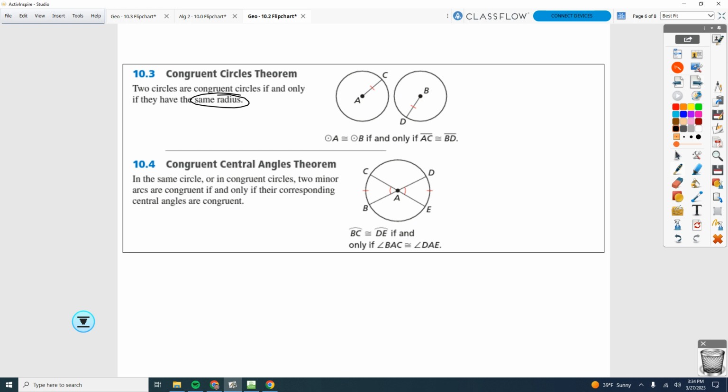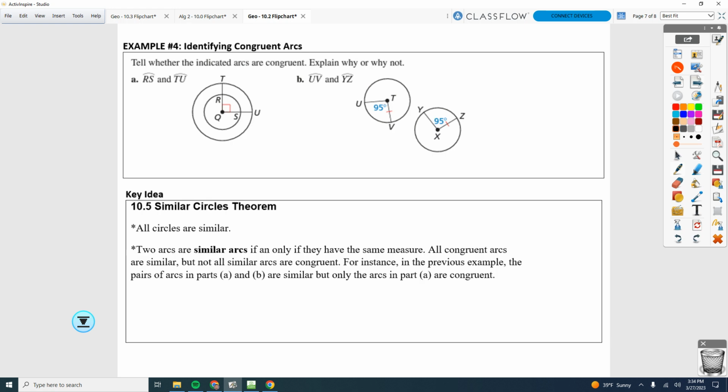And then this one says congruent central angle theorem. In the same circle or in congruent circles, two minor arcs are congruent if and only if their corresponding central angles are congruent. So we could say that this arc is congruent to this one if and only if, meaning we can also go the reverse direction, if those two angles are congruent to each other. So let's do a little application of that.